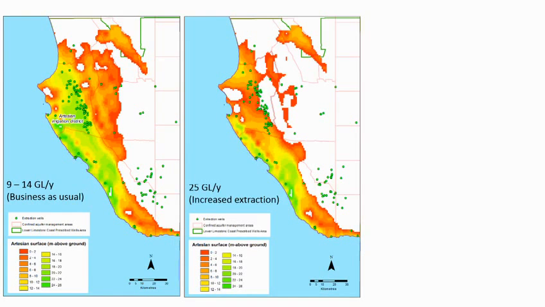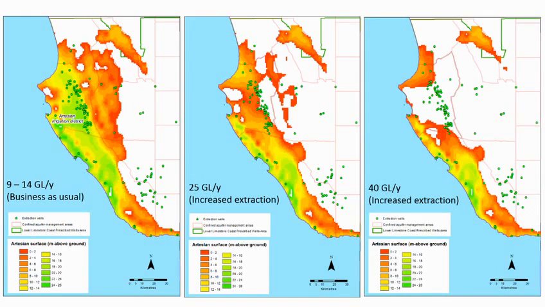If we increase extraction in the model to 25 gigalitres per year, at the end of the irrigation season, we start to see that artesian pressure start to shrink in area. So some of these bores would potentially not be flowing under artesian pressure anymore because of that increased extraction.